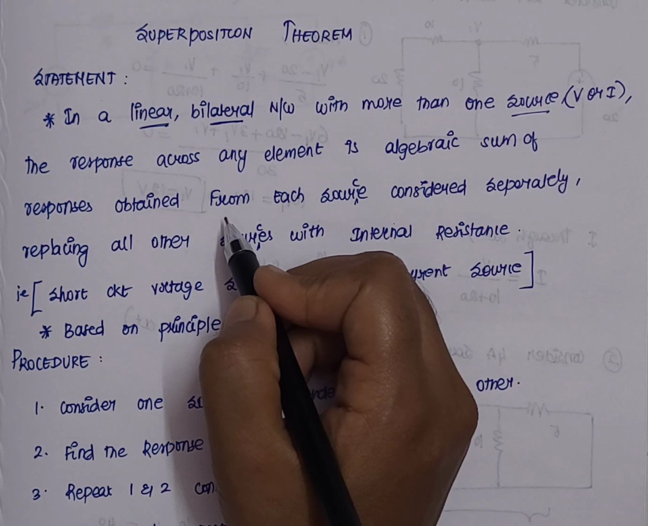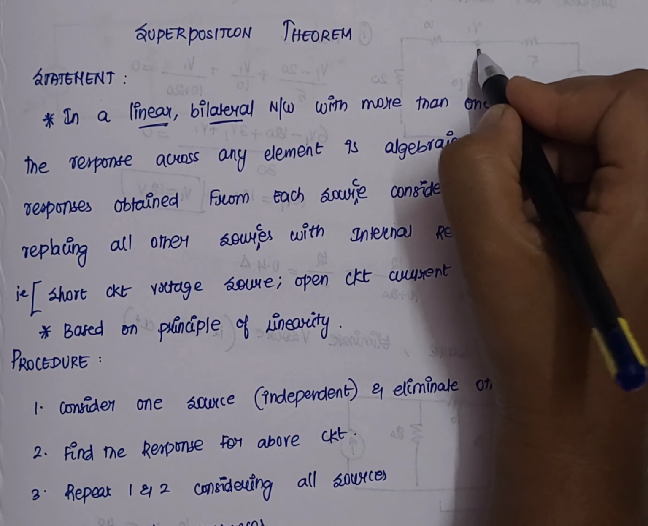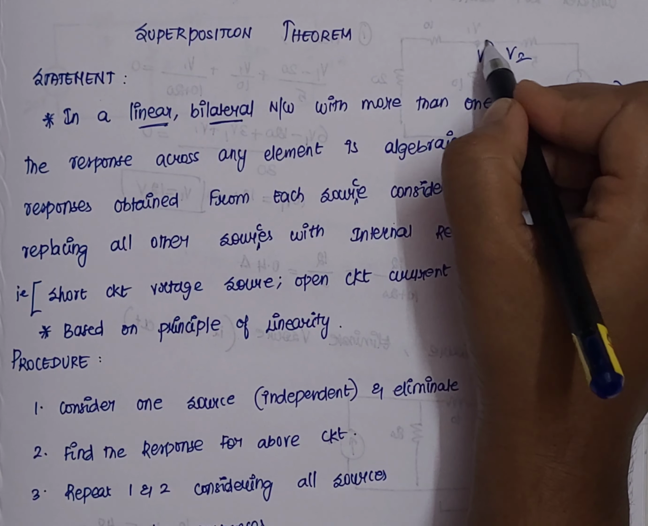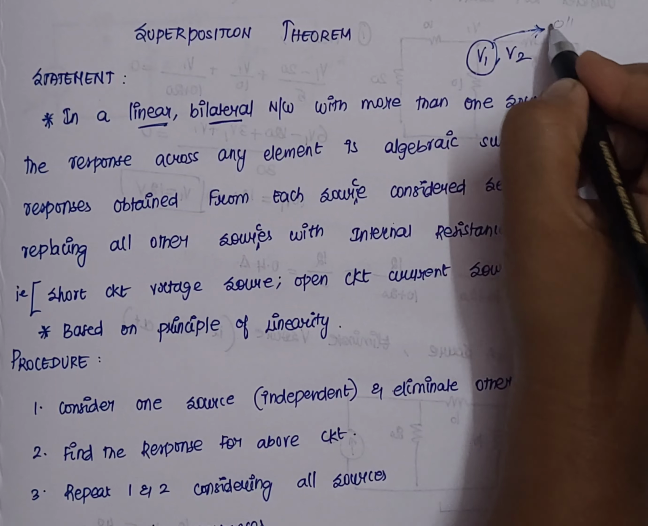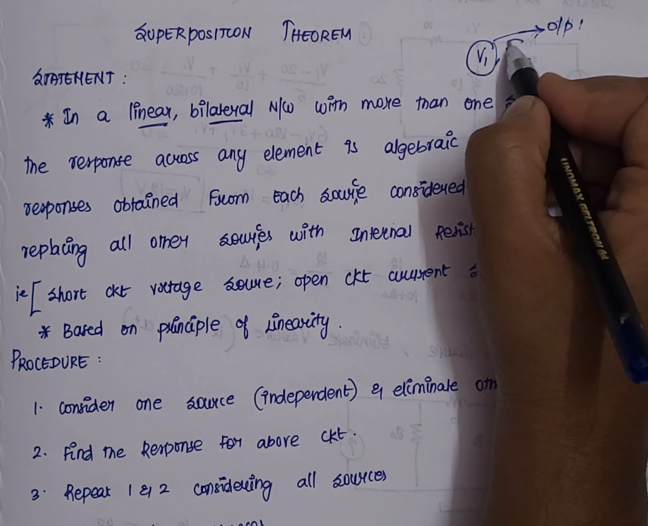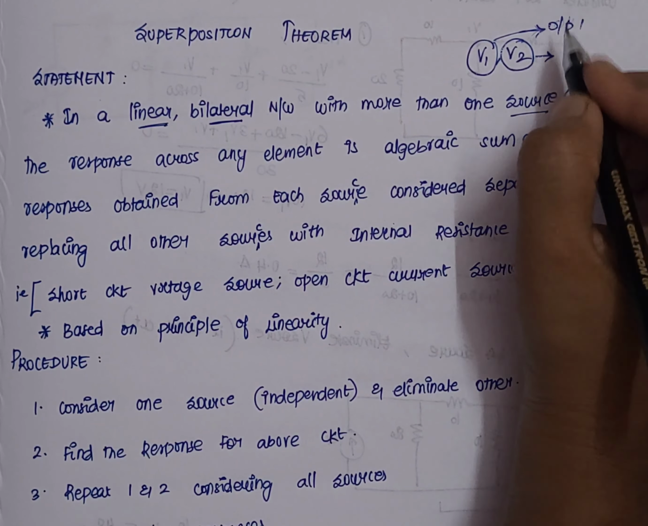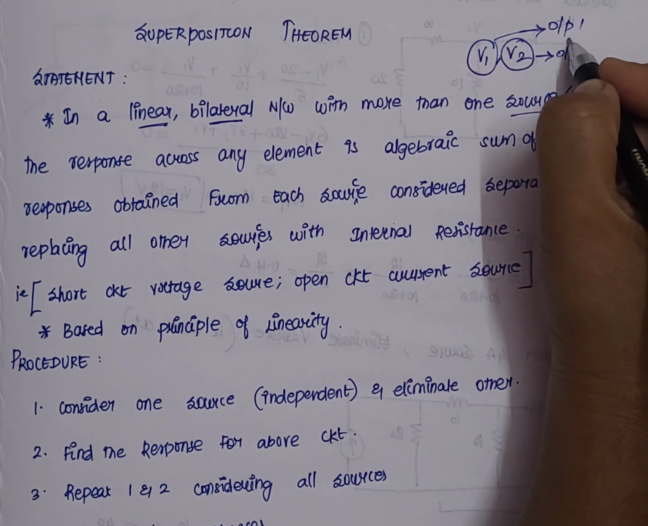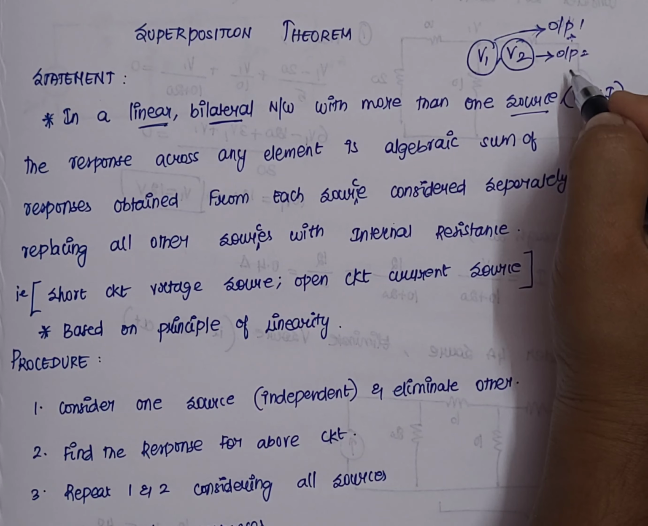So if you have more than one source, for example, if you have two voltage sources, let it be V1 and V2, first you have to consider the voltage source V1 alone and get the required output, let it be output 1. Next you have to consider the second source, V2 alone, and get the required output, let it be output 2. To get the total output, you add output 1 and output 2, which will give the output response for the entire system.